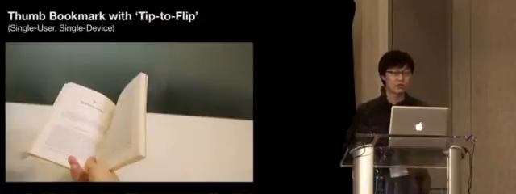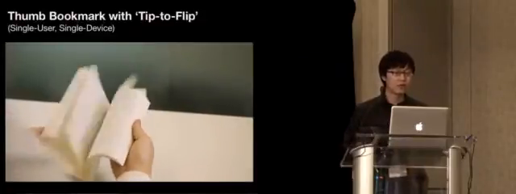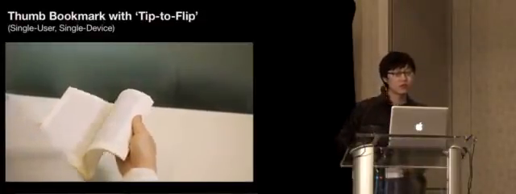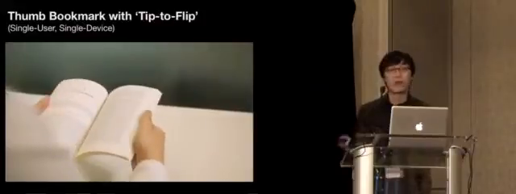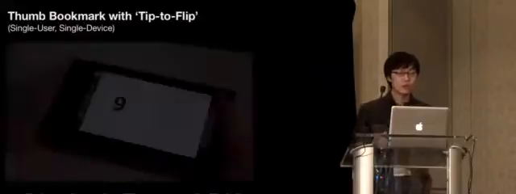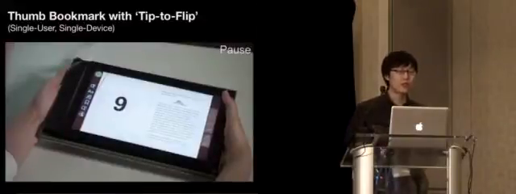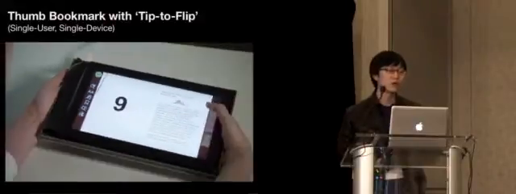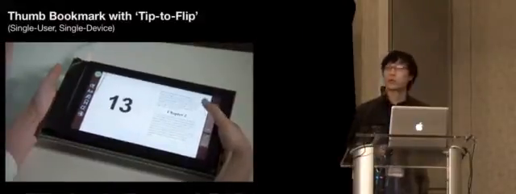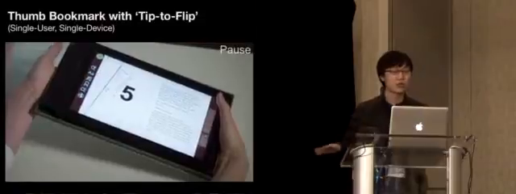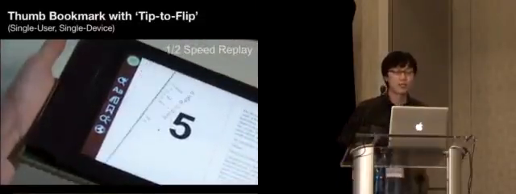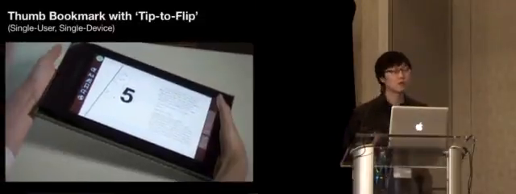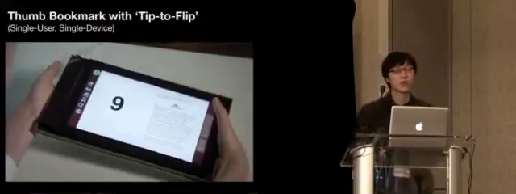The next interaction was inspired by finger bookmarking and the tip to flip back to the bookmarked page. You can see our interaction technique here: when the user constantly holds the side edge, it bookmarks the book with a dog ear, and then you can move around multiple pages. When you want to get back, you first tip the device, pick the bookmarked page, and tap to get back to that page.